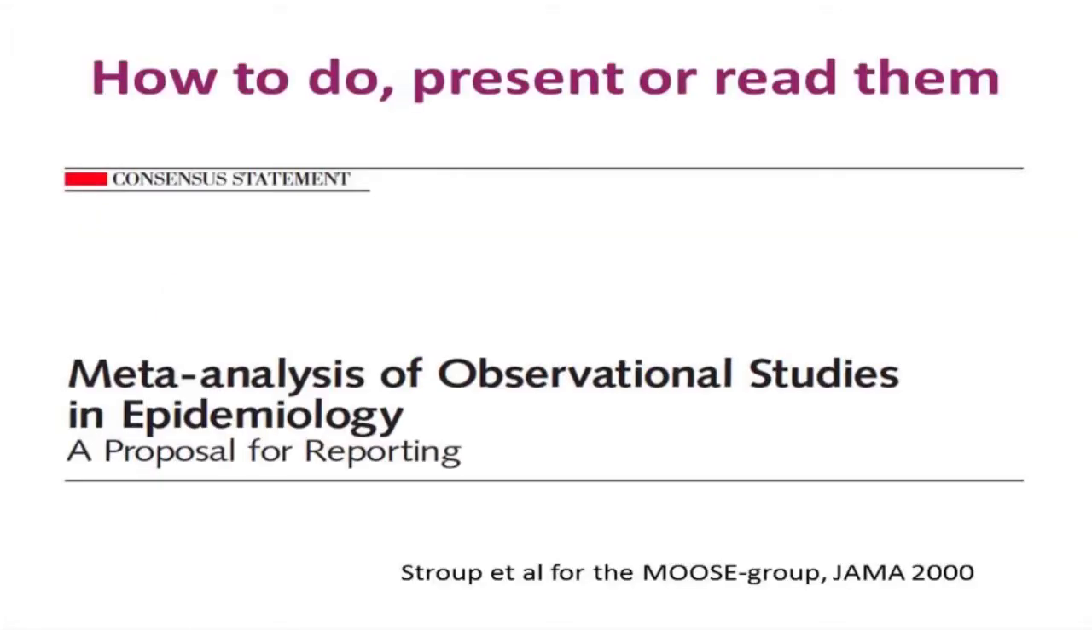It's quite old by now, so it feels; it was published in 2000 by Stroup et al. for the MOOSE statement group, and MOOSE is meta-analysis of observational studies in epidemiology. And I'm just distributing the paper back there later on, so you don't have to take notes, because the checklist that we are going through in detail is found in that paper. And you can see how to do them, how to present them, or how to read them.